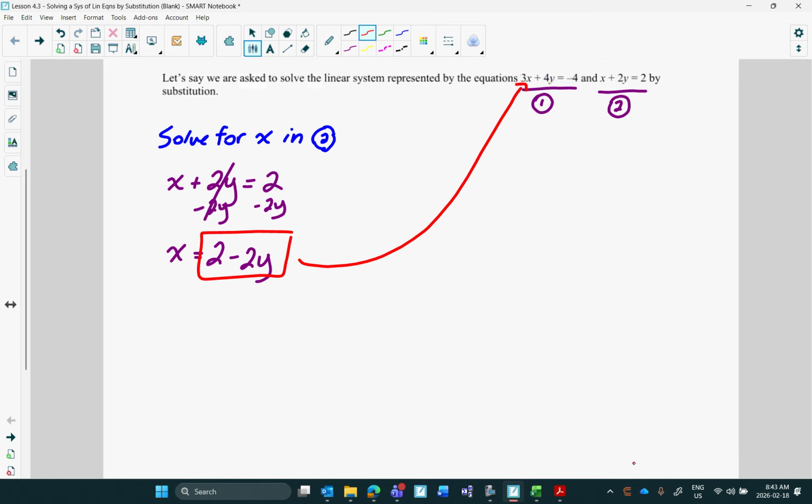Okay? I know that x is 2 minus 2y, so I'm going to put 2 minus 2y here. So I am going to substitute 2 minus 2y for x in equation 1. Why did I do that? Because I'm going to make an equation that has just y's, which means I can solve for y.